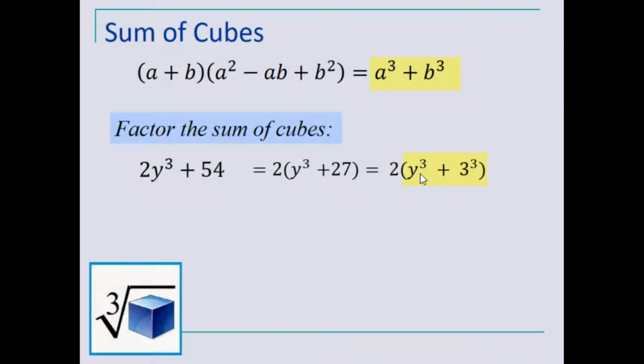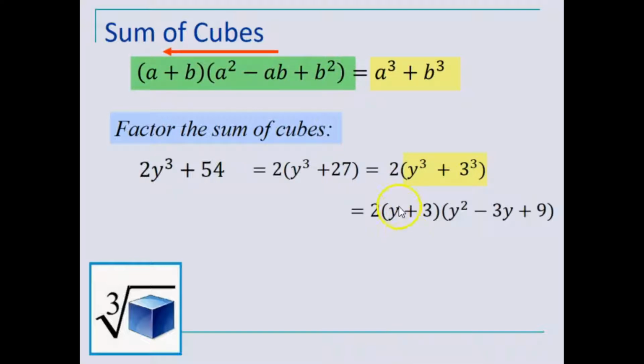Factoring this sum of cubes, we reverse our special multiplication. Following the format, we will have our greatest common factor times the cube root of the first plus the cube root of the second, times the quantity square of the first term, opposite sign of the addition, so we have a minus, product of the cube roots, 3 times y, plus the square of the second term, 3 squared is 9, and we have it factored completely.